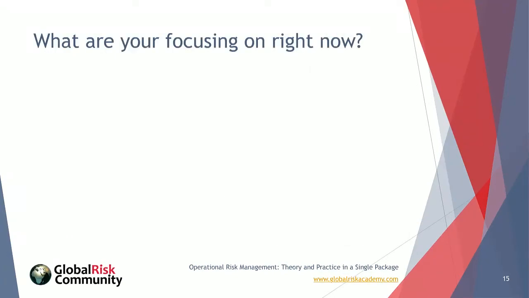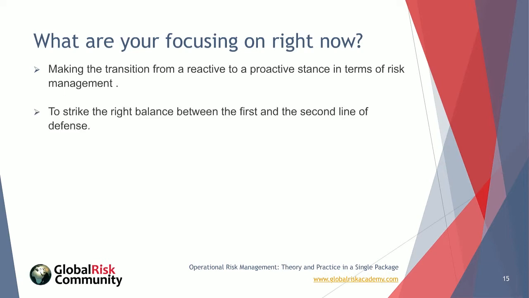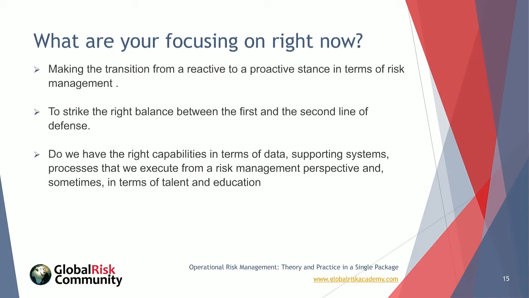Where are your priorities right now? There are three types of things that most organizations, most financial institutions, are focusing on right now. First of all, it's making that transition from a reactive to a proactive stance in terms of risk management. It is moving away from reacting to the latest operational risks. Organizations are no longer in a position to be constantly in crisis mode, so that is one big area. The second area is to strike the right balance between the first and the second line of defense, between the business, the revenue-producing side of the institution, and the oversight of that institution. Thirdly, in order for the operational risk function to be really effective in this new environment, we have to ask ourselves the question: do we have the right capabilities in terms of data, in terms of supporting systems, in terms of processes that we execute from a risk management perspective, and sometimes in terms of talent and education?